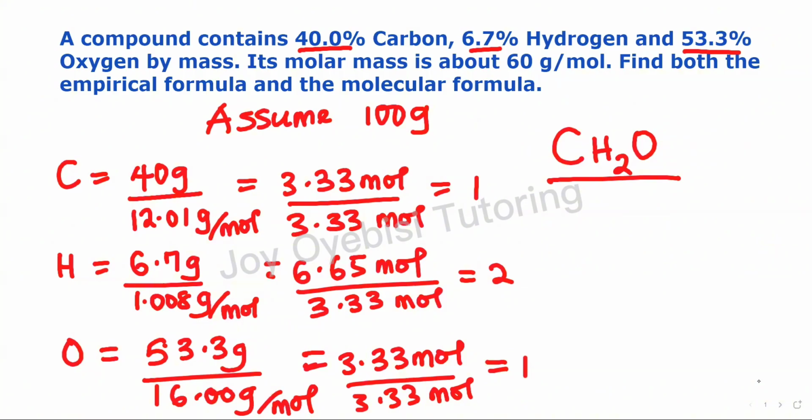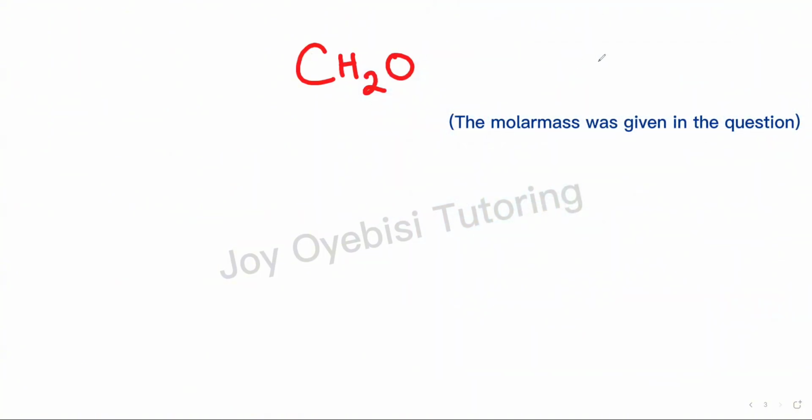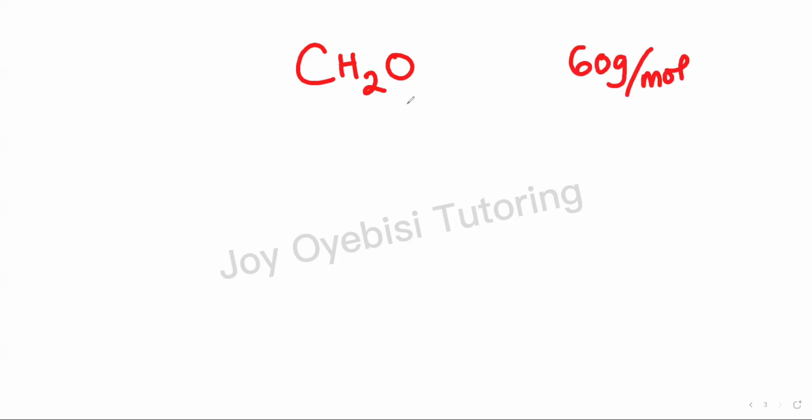For the second part of the question, which is to find the molecular formula, we will need the empirical formula and the molar mass. So the empirical formula is CH2O, and the molar mass is 60 grams per mole. We're going to find the empirical formula mass, which is more like finding the molar mass of this particular formula. Okay, but we call it empirical formula mass instead.